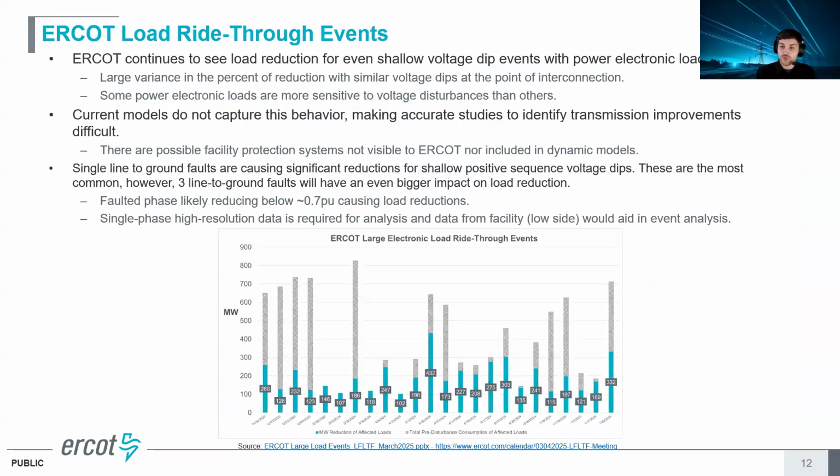So in ERCOT, we're seeing a lot of events where load is not riding through too well. This behavior is not captured in the existing models, so there might be protection systems or other facility models that are not included in our dynamic models. And single line to ground faults, we're seeing those cause significant reductions in positive sequence voltages, and they're the most common. However, the 3 line to ground fault will have an even bigger impact on the load.